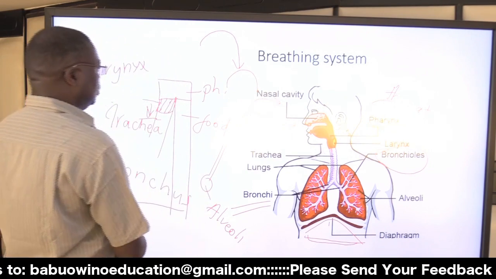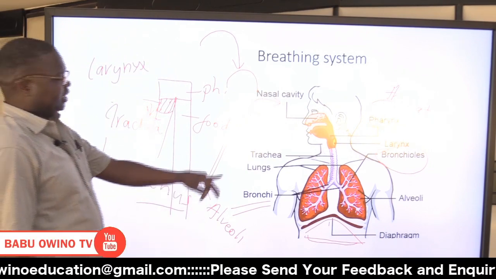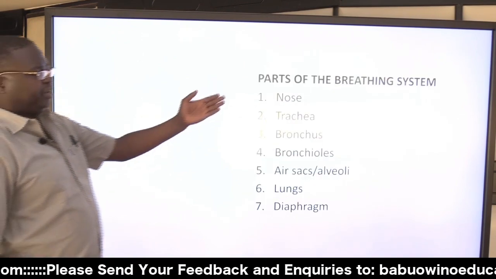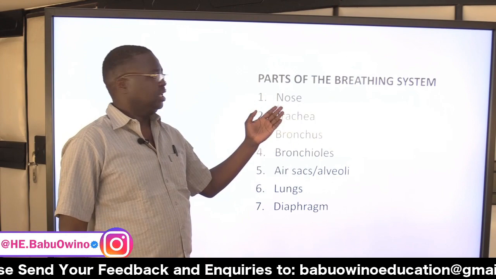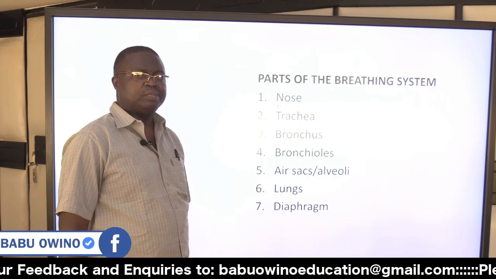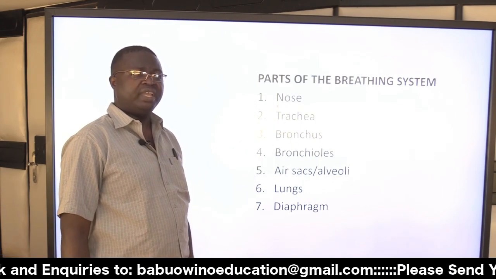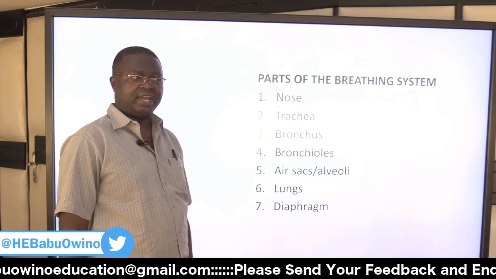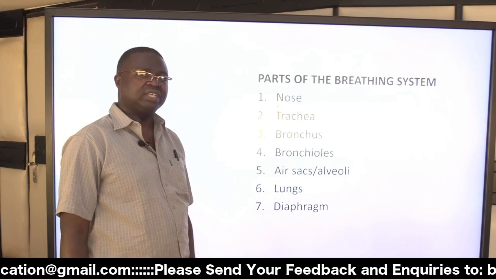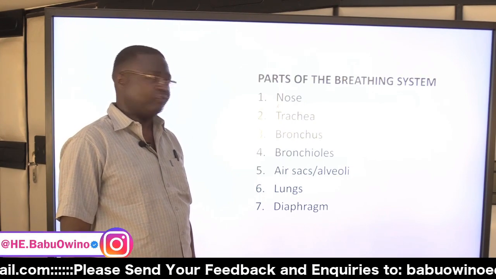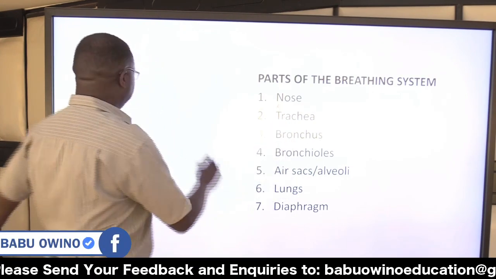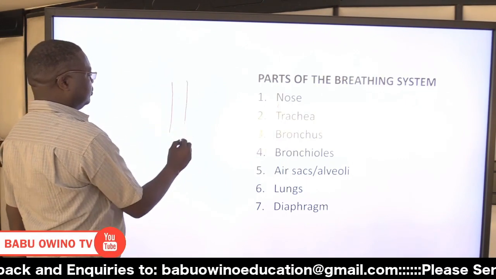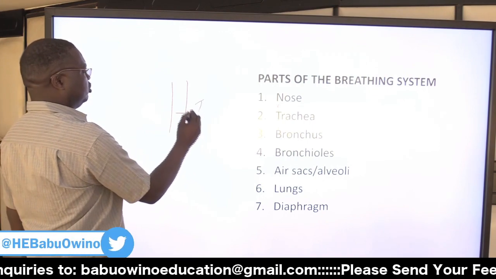Now, just a quick summary. I've said the parts of the breathing system: we have the nose. And the nose is responsible for cleaning air, warming air, and moistening air. It has mucus and hair for cleaning air, for example, removing dust particles from the air that you have breathed in. Then the first branch after the nose, we have the trachea. I'll pick it from the trachea.